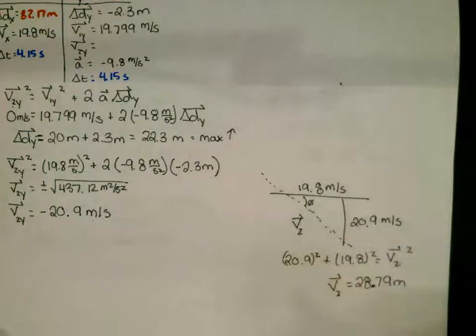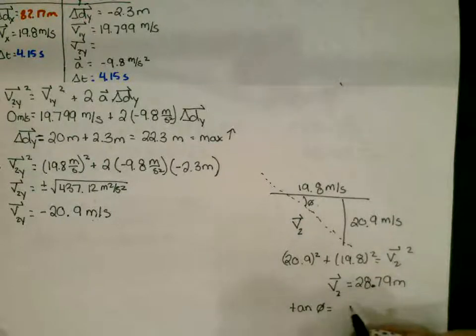Now I need to know the angle at which it hit. So the tangent of theta is equal to opposite 20.9 over adjacent 19.8. So theta is equal to 46.5 degrees.